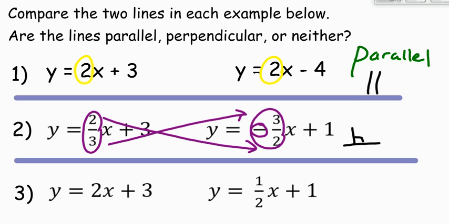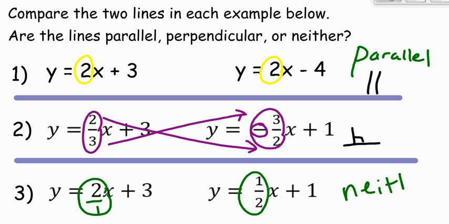All right, bottom one, 2x plus 3 and 1/2 x plus 1. Those would be neither, because while 1/2 is the reciprocal of 2, let's put a 1 under that, while 1/2 is the reciprocal of 2, it is not negative 1/2. So without the negative, they are not perpendicular, and they are certainly not parallel, so I'm going to say they are neither.